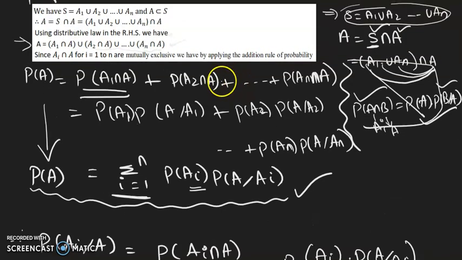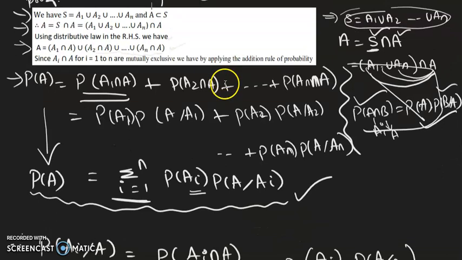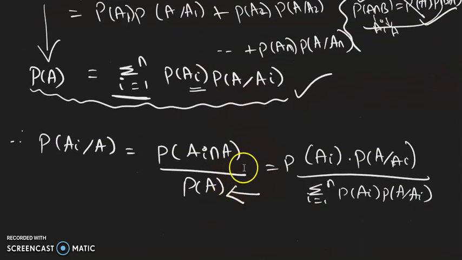So what we did: we wrote what S is, then we wrote what A is, and then we found what P of A is. After finding P of A, we directly went to P of Ai given A, which is what we have to find, and we substituted using the conditional probability formula. In the denominator we wrote what we obtained, that summation, and hence we proved Bayes' theorem.